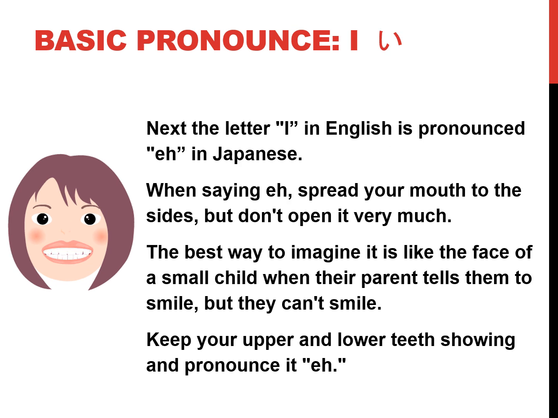Next, the letter I in English is pronounced E in Japanese. When saying E, spread your mouth to the sides, but don't open it very much. The best way to imagine it is like the face of a small child when their parent tells them to smile, but they can't smile. Keep your upper and lower teeth showing and pronounce it E.